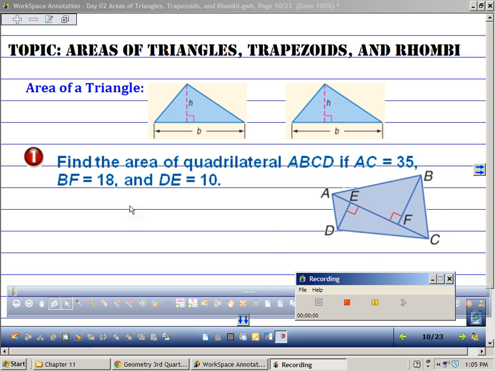Okay, so today we're going to talk about areas of triangles, trapezoids, and rhombi. And again, I'm not about just looking at different formulas. I want you to understand what it means. So let's take a look at this.